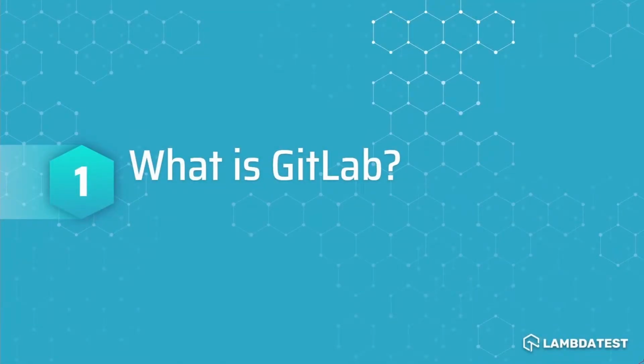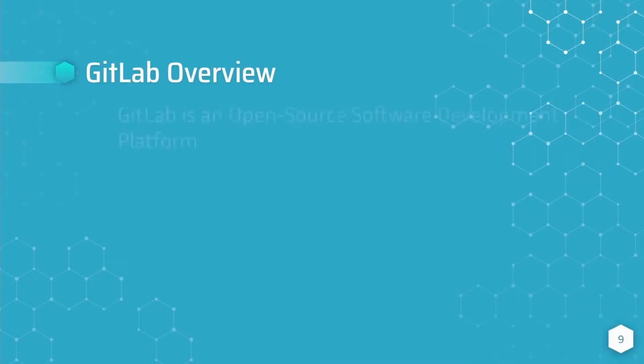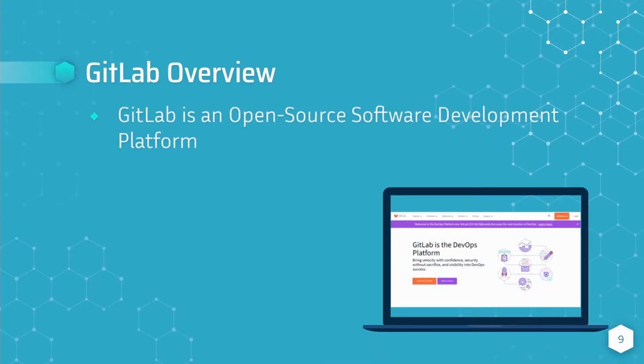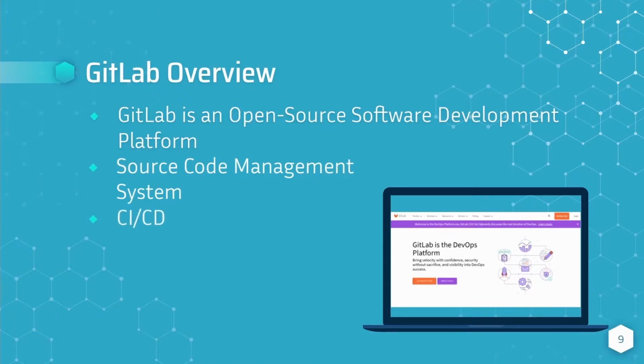What is GitLab? GitLab is an open source software development platform. And at its core, it is a source code management system. But it also offers additional functionality like CI/CD on top of being a source code management system. And as you can see on the right, GitLab describes itself as a DevOps platform.